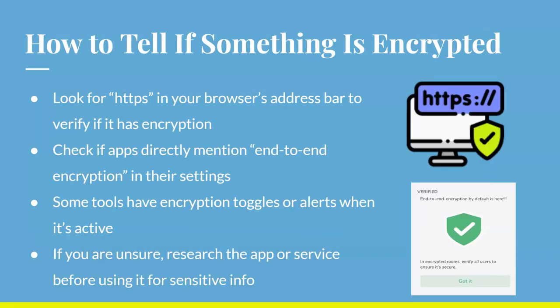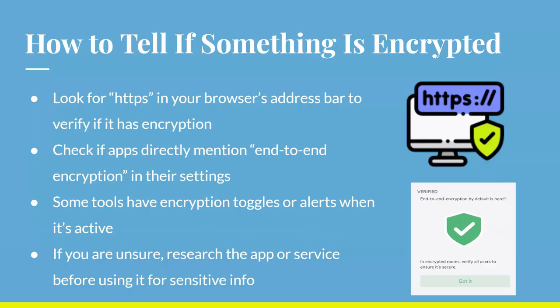So how to tell if something is encrypted? Look for HTTPS in your browser's address bar. That's a type of, I don't know what exactly you call it, header maybe? It's basically the address bar. It's in the address bar, HTTP or HTTPS. HTTPS means it has encryption. So that's why people say to go to websites with HTTPS over just HTTP.